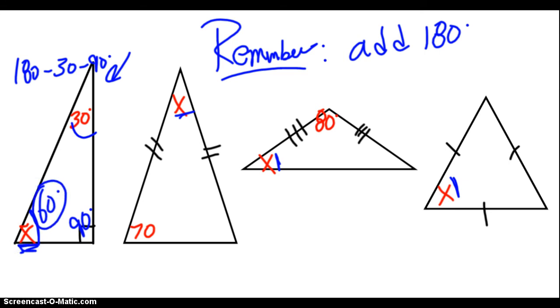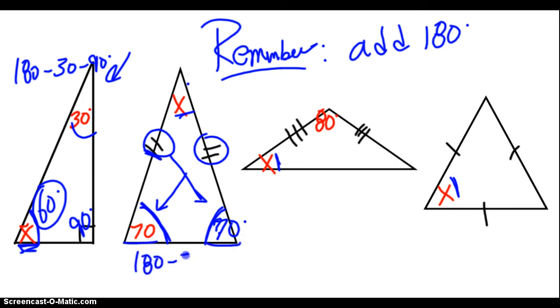The second one, well, we don't have what this other angle is here, so we can't subtract from 180. But we can figure it out. Since this is an isosceles triangle, shown by these 2 congruent sides, we know that the opposite angles, called the base angles, are congruent. So since this is 70 over here, this will also be 70 degrees. And now we know this is 70 degrees, this is 70 degrees, we can figure this one out. 180 minus 70 minus 70 will give us 40 degrees. So x is 40 degrees.